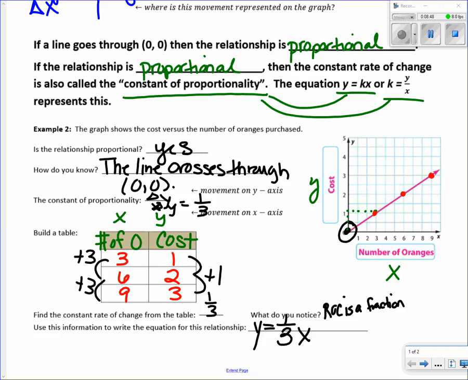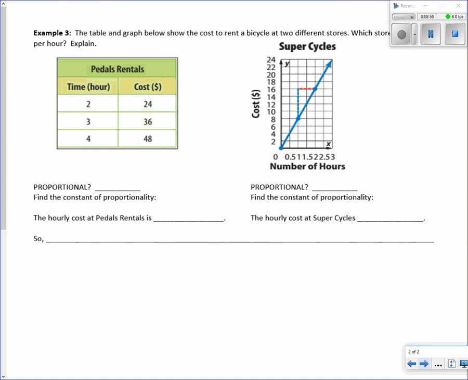Yes. Okay. On the back, flip up to the back, we have our third example. The table and graph below show the cost to rent a bicycle at 2 different stores. Which store charges more per hour, and explain. So it gives you pedals rentals, which is a table, and super cycles, which is a graph. So let's go ahead and with super cycles, let's make a table.